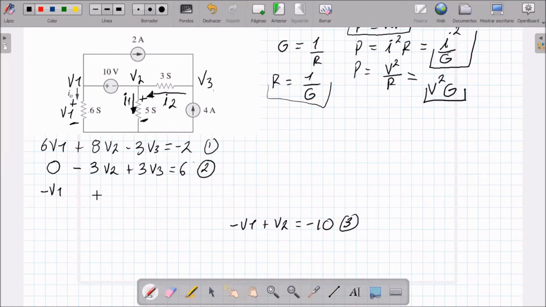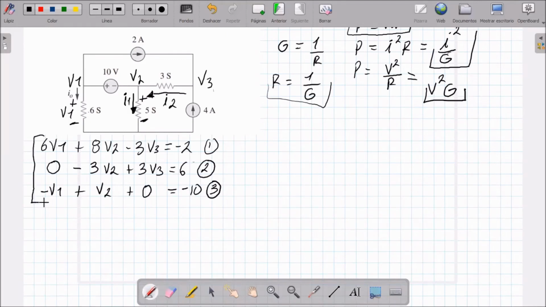It would be V1 plus V2 plus 0 equals minus 10. That would be number 3. Well, we now have 3 equations with 3 unknowns. What follows is to solve this system. I'm going to use MATLAB.